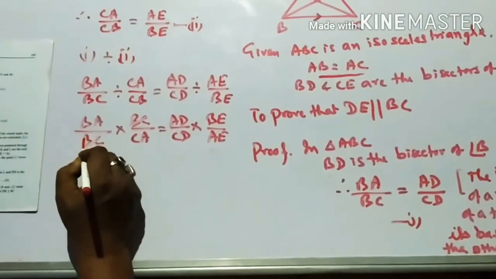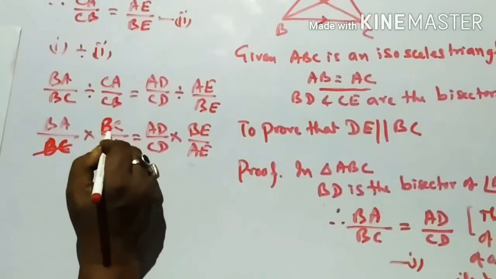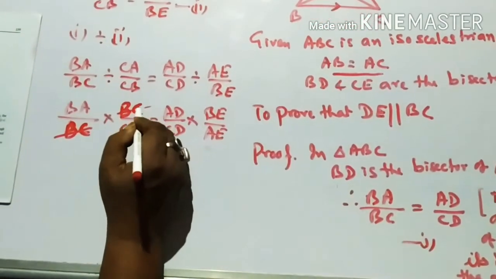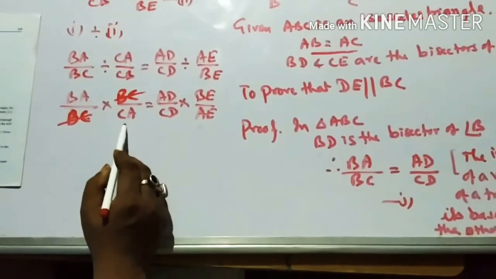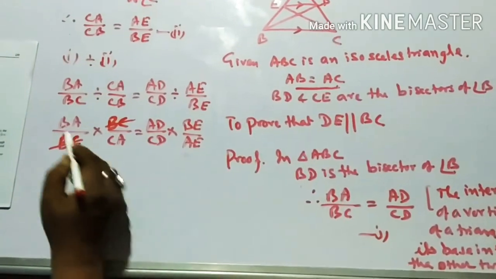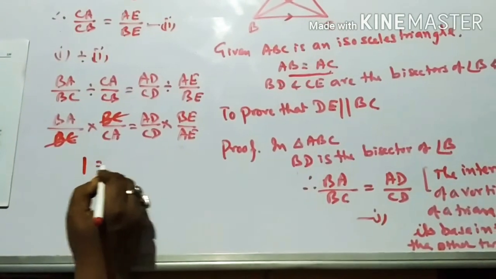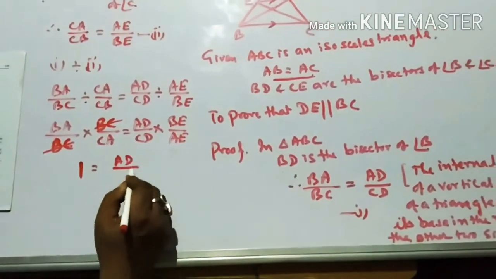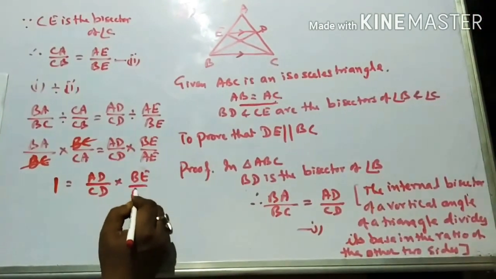This is BC, this BC and this BC, this cancels out, this cancels out. Now see, BA and CA, they are equal, it is given. So this also cancels out, this also cancels out, and it is 1. So AD by CD into BE by AE.